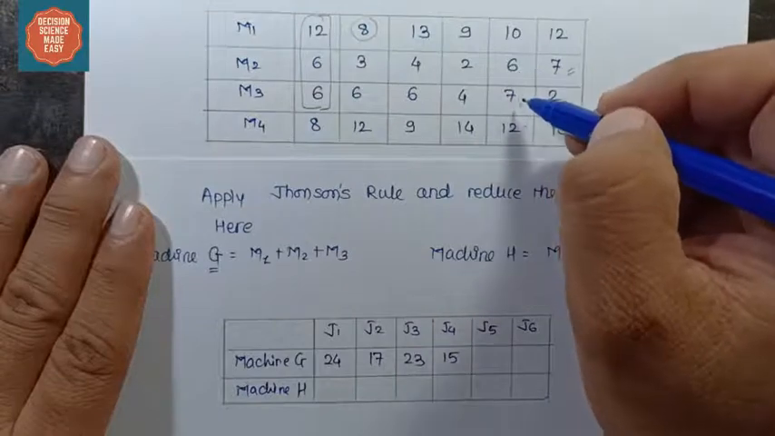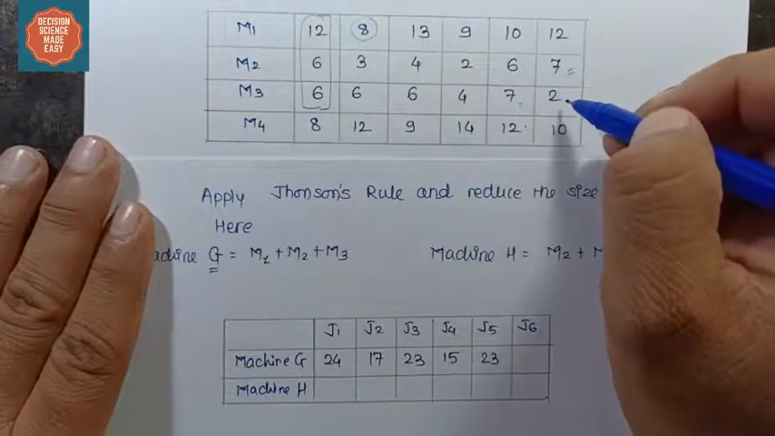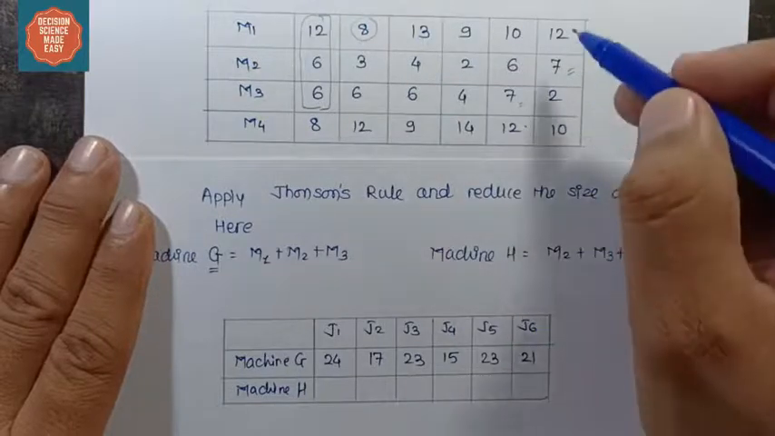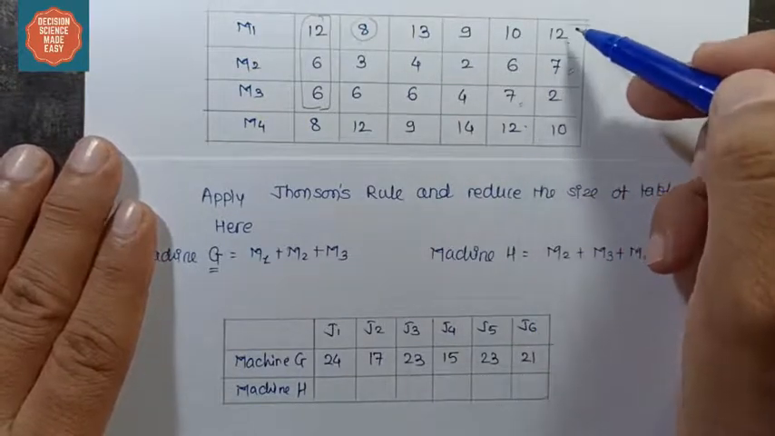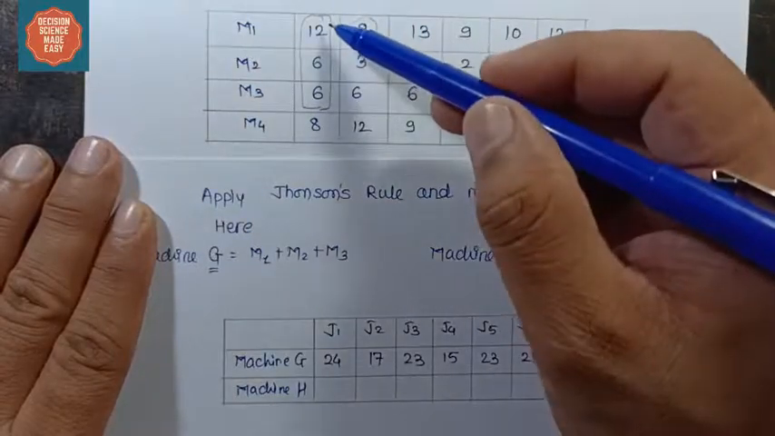10, 6, 7 is 23. 12, 7, 2 is 21. So what I did, I clubbed all the respective job values in this particular format.